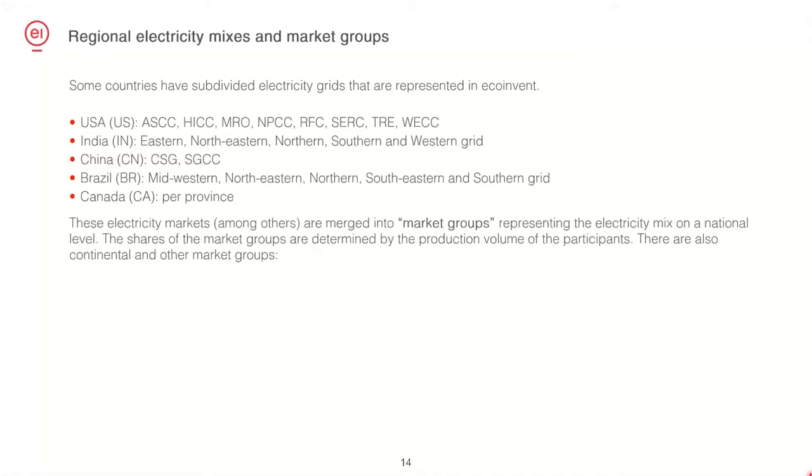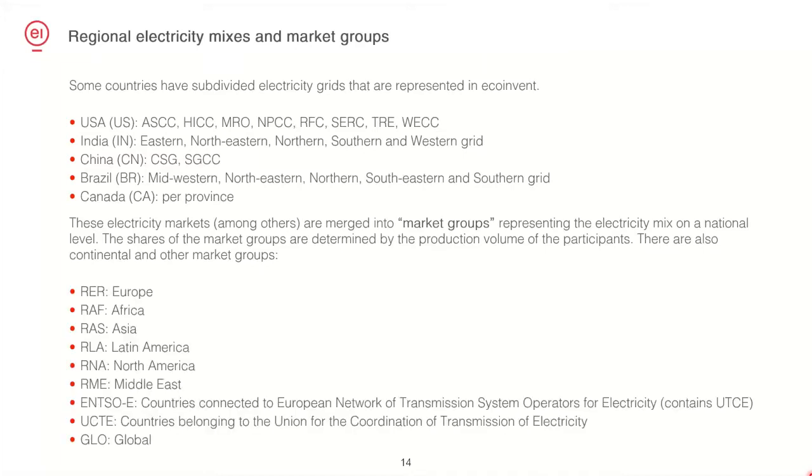And we also have a concept that is called a market group, which is like a combination, and the idea is that it represents a larger region than we usually have for the electricity markets. So there are market groups for practically all continents, but there are also specialized market groups like the ENTSO-E and UCTE that represent connected grids in Europe. And we also have a global market group that represents the global electricity production.